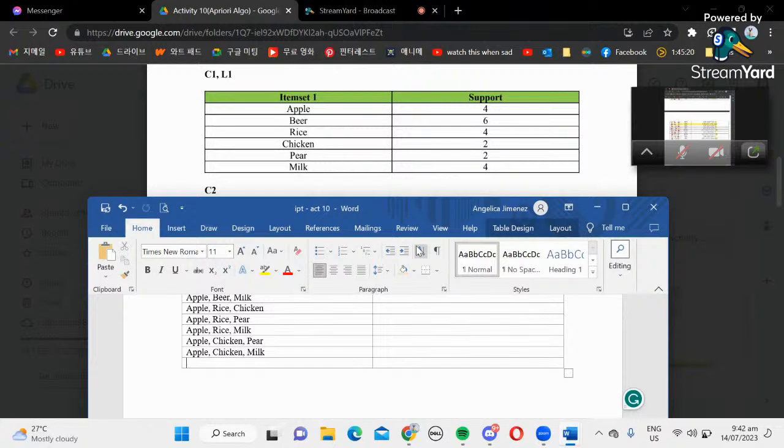Okay. Pero tignan mo, Beethoven, and IT 2-5. Tingnan nyo maigi, no? Yung mga combination talagang umiikot lang kay beer, kay rice, and then of course kay chicken. Then of course may konting apple. Okay, may konting apple. Ayan.